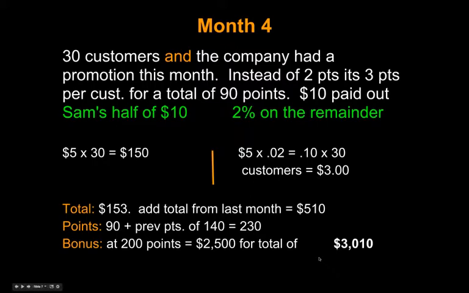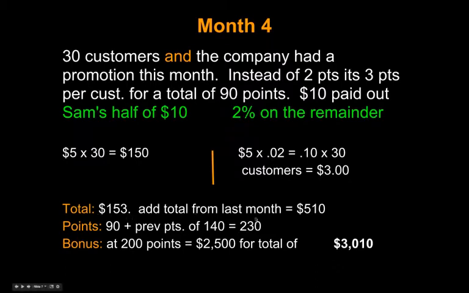Month 4, he got 30 customers, which is a customer a day. And the company had a promotion. This may happen about 4 times a year. So instead of 2 points, they are given 3 points for each customer you acquire. So if he got 30 customers at 3 points, he acquired an extra 90 points this month. And then he gets his regular payout of $10 on each customer with a percentage coming to him. So he got $150, right? That's half. And then he got 2% on the other half. That's another $3. So he got $153. That's the total.